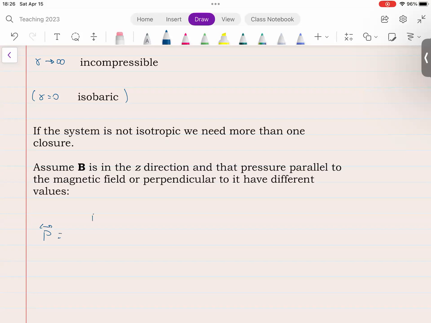We're going to have a P perpendicular in the XX component, a P perpendicular in the YY component, and a P parallel in the ZZ component, and everything else is zero. Not going to have cross terms.